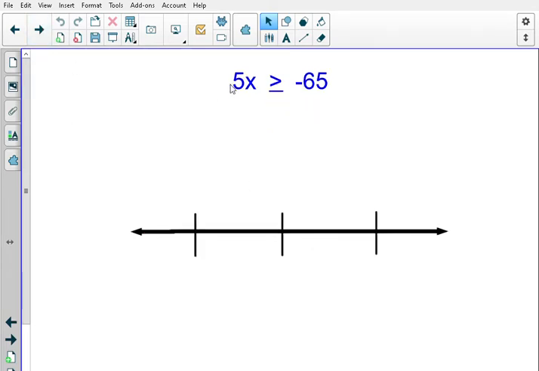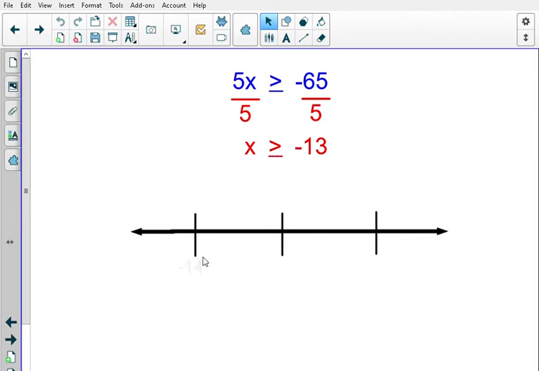Our next example is 5x is greater than or equal to negative 65. Well, they're multiplying x by 5, so the inverse of that is to divide by 5. When we divide by 5, the 5's cancel out, leaves us with x. Over here we have negative 65 divided by positive 5, which would be negative 13. There again, there's no need to switch our inequality because the number we're dividing by is positive. So we're going to end up with x is greater than or equal to negative 13.